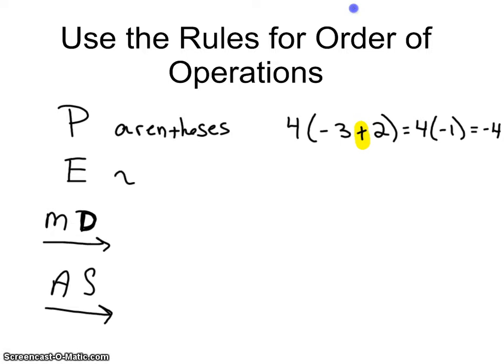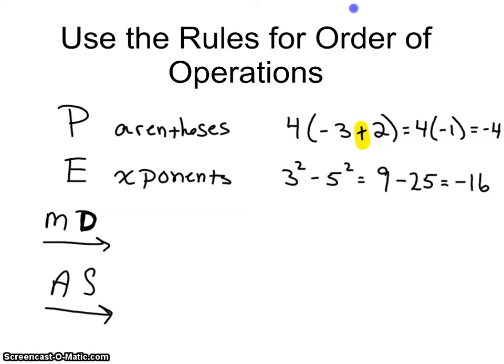That's an operation as well. So the E stands for exponents. So if you had 3 squared minus 5 squared, you would work out those exponents first. 9 minus 25. And now you do subtraction. So -16.